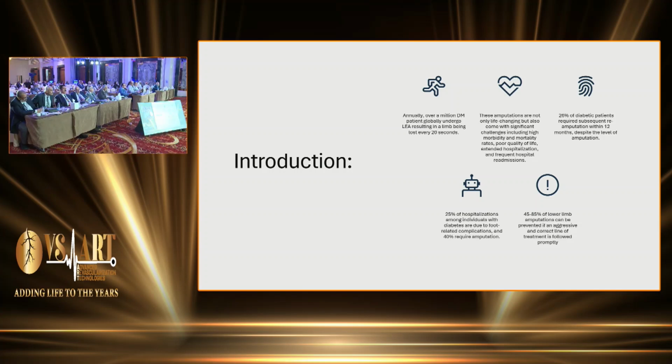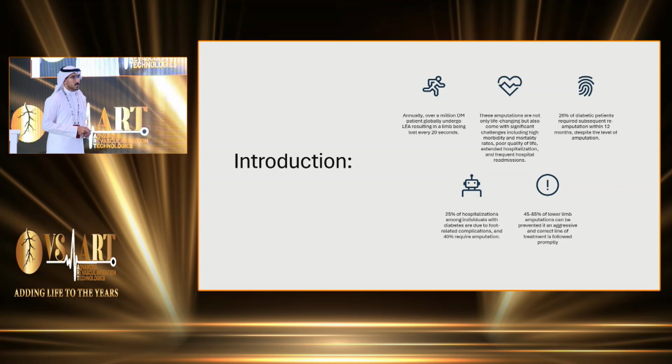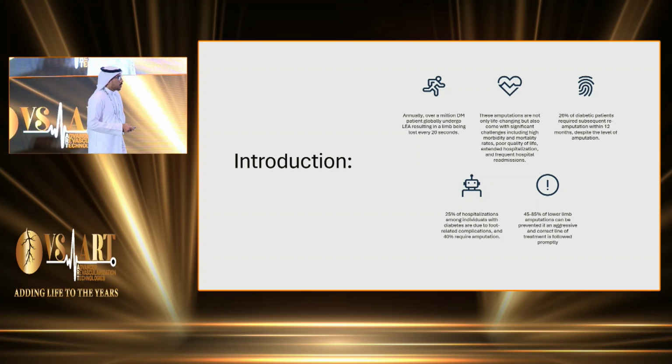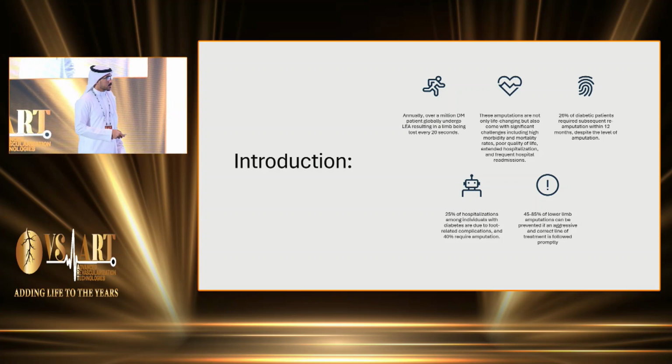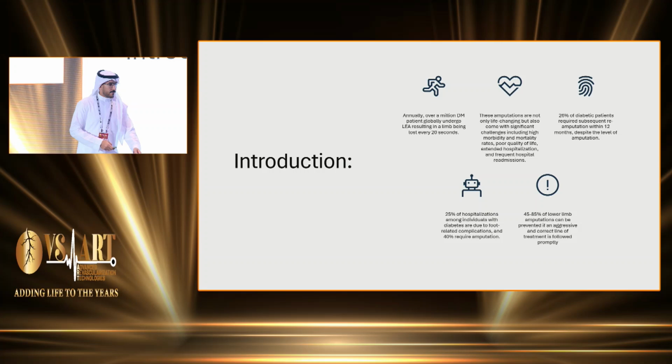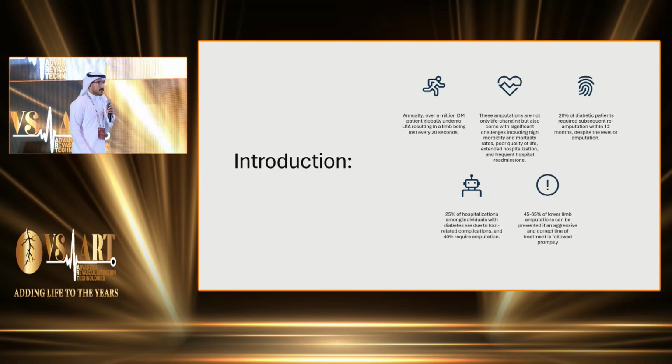If we speak about patients with diabetic foot, they require subsequent amputation within 12 months from the initial amputation, despite the level of amputation. 25% of hospitalizations among individuals with diabetes are for foot-related problems. 40% of them require further amputation for their problem. 45 to 85% of lower limb amputations can be prevented if an aggressive and corrective plan is followed properly.